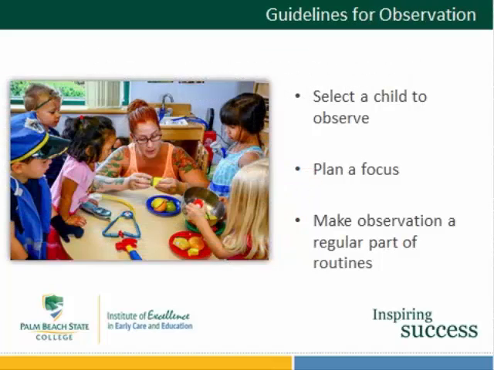What are some guidelines that should be followed when observing children? When observing children, it is important to keep the following in mind. First, select a child to observe. It is important to focus on observing just one child at a time. Next, you should plan a focus for the observation. It is very important to focus on a particular behavior or skill you hope to see the child demonstrate. Another observational focus could be a specific curricular goal.